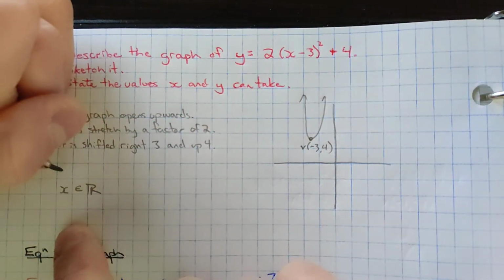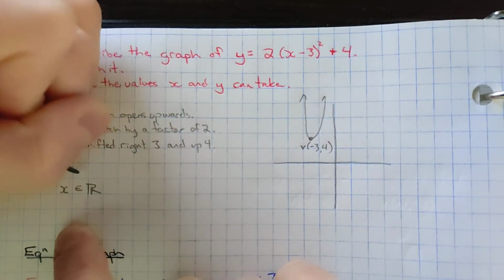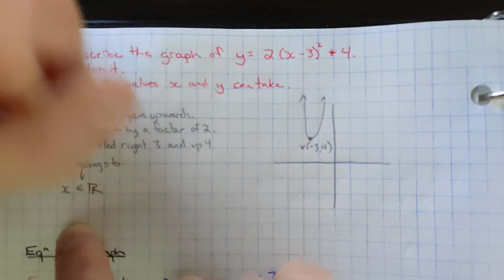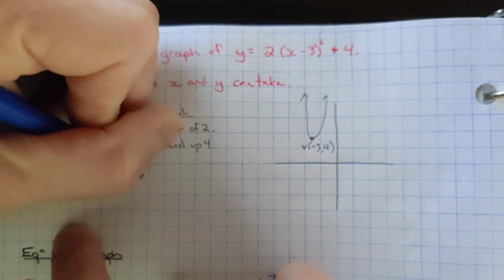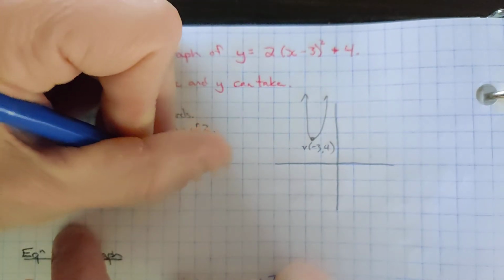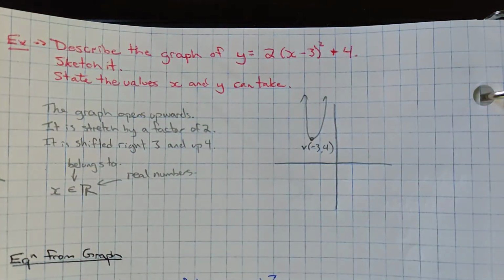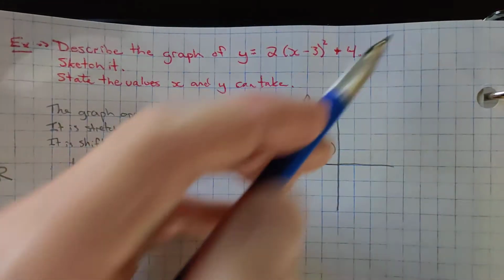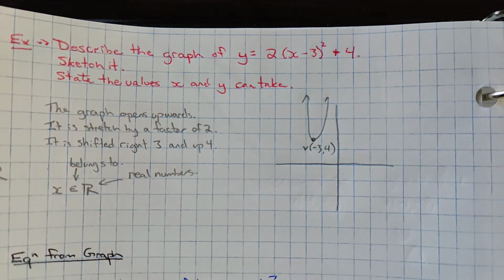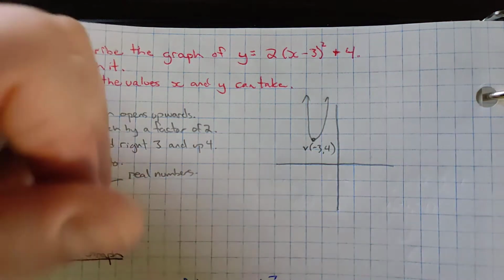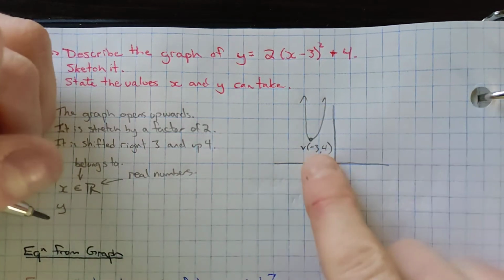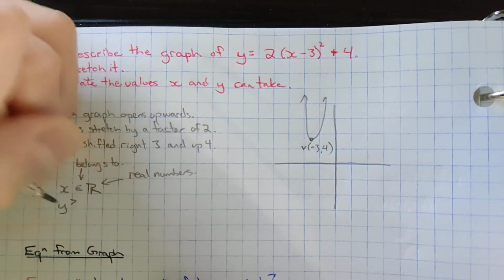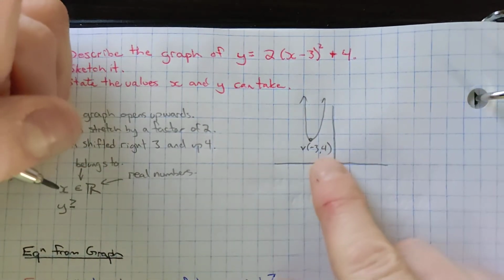So this says belongs to, and this says real numbers. So basically, x can be any value. It can continue infinitely this way or this way as it expands out, left or right. So it's going to take any x. However, the y's are limited. Y is greater than, because it's opening up, so y is greater than or equal to 4.